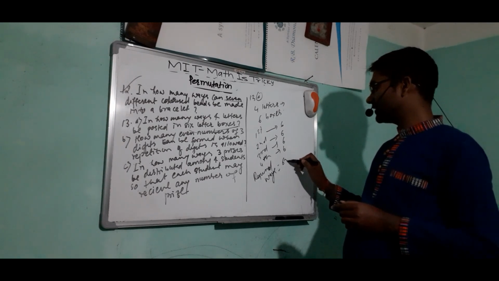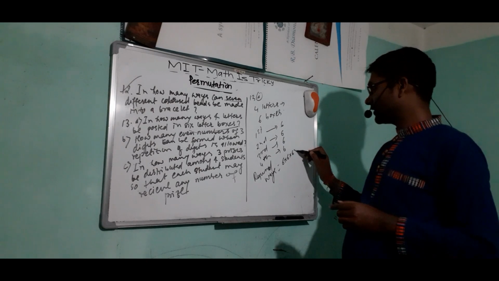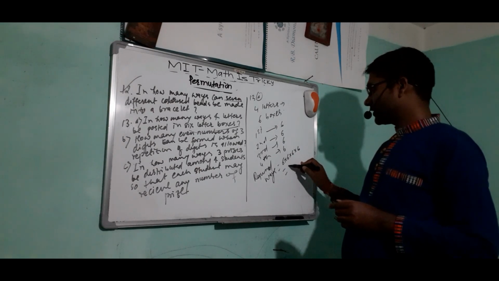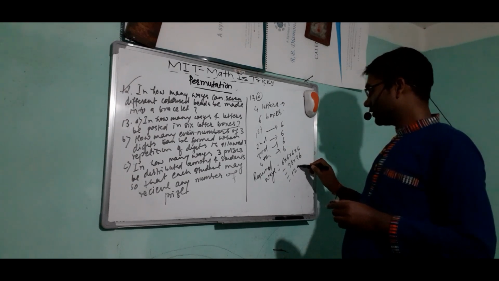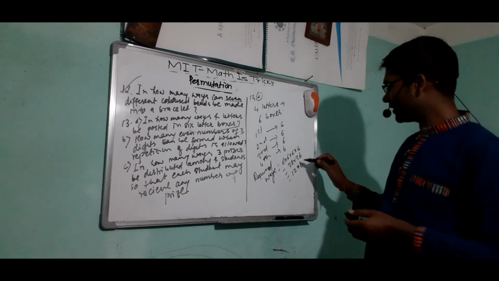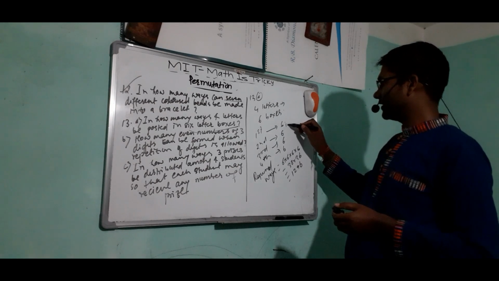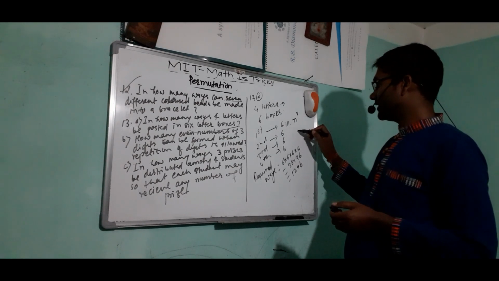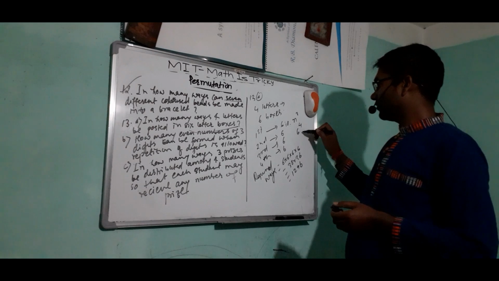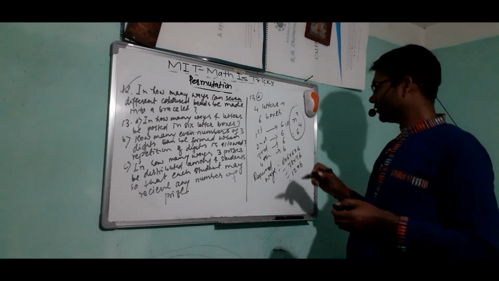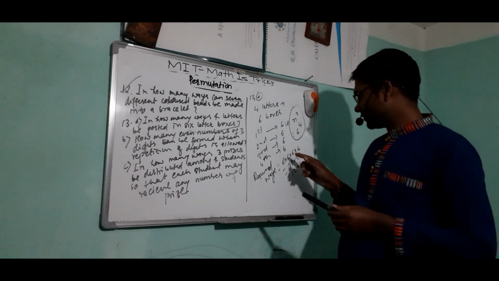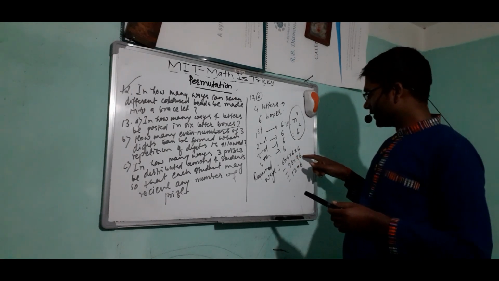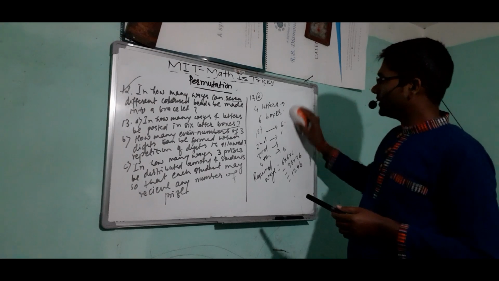simply 6 into 6 into 6 into 6. It is 36 into 36, which is 1296, the square of 36. Or directly you can write n power r, which is 6 power 4. This is also a way to solve this. 1296 is simply 36 square.